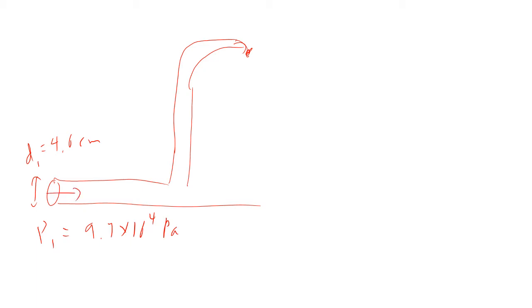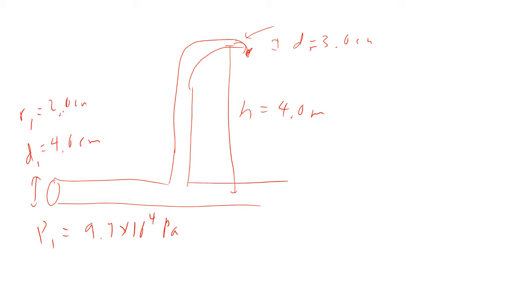Let's say we won't worry about the water flowing right now. Up here we have a faucet at a height of 4 meters. And let's say that the diameter of the pipe up here is 3 centimeters. So R1 is going to be 2 centimeters and R2 is going to be equal to 1.5 centimeters. So first question is, what's the pressure up here?